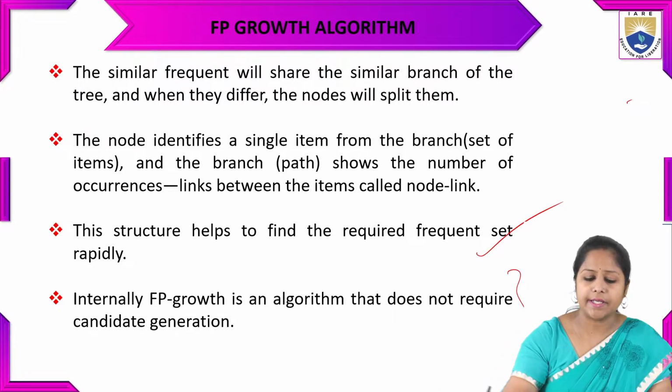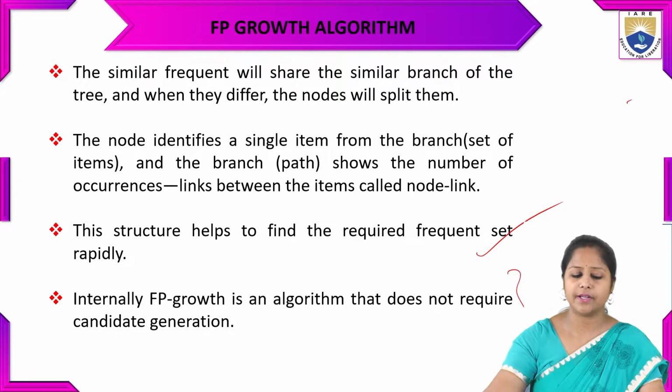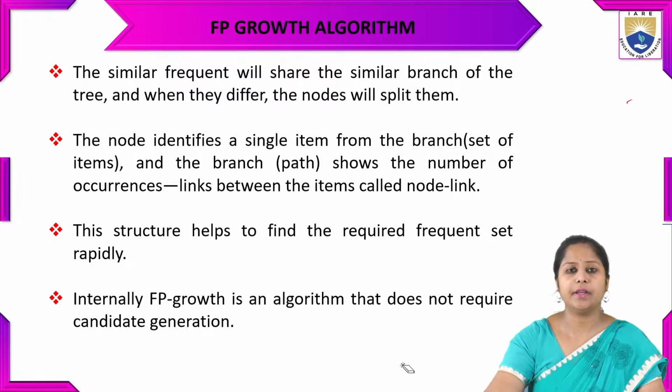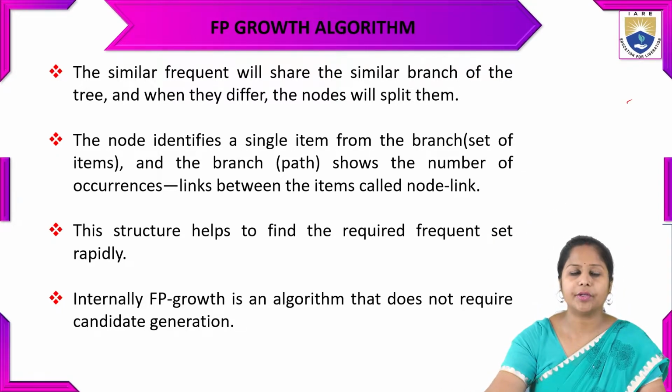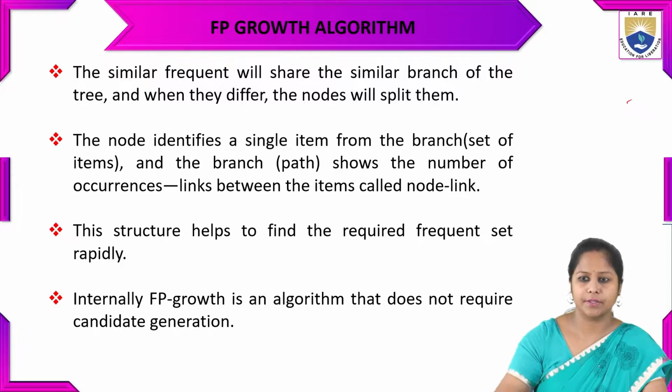Internally, the FP tree is this type of algorithm that does not require any candidate key generation. Previously we used the Apriori algorithm, where we had to set the candidate key and again check for the candidate key across the whole database. Here there is no need to go into the database repeatedly. From the item sets we generate their FP tree branches.